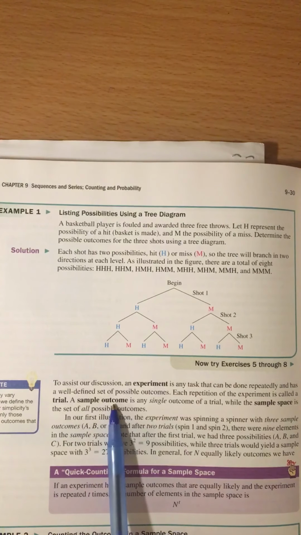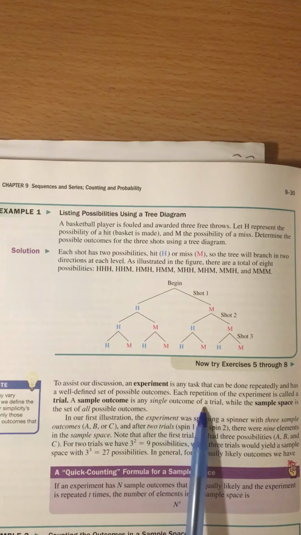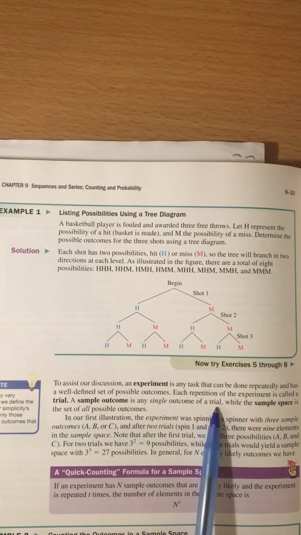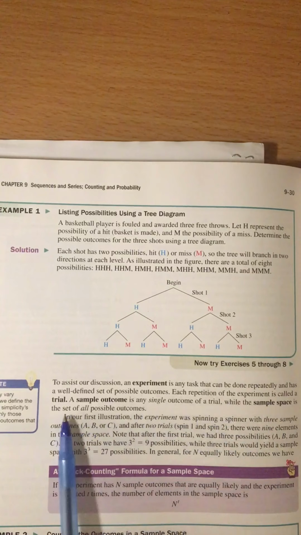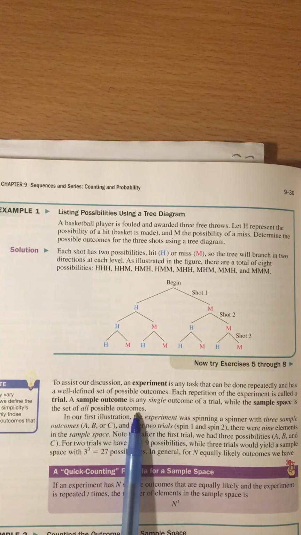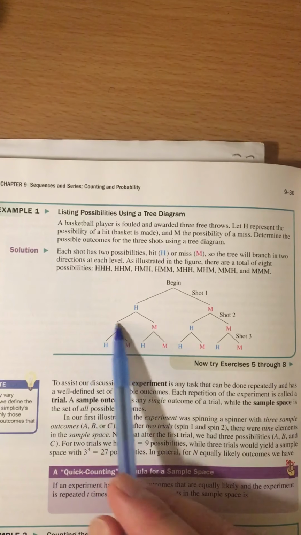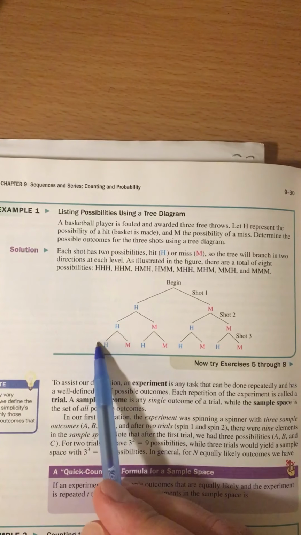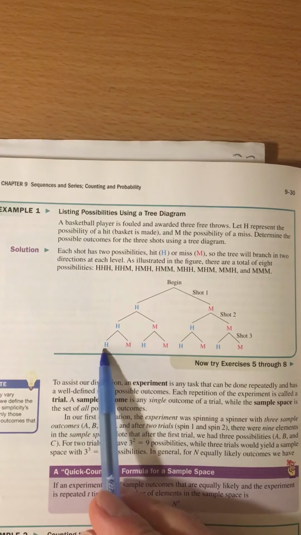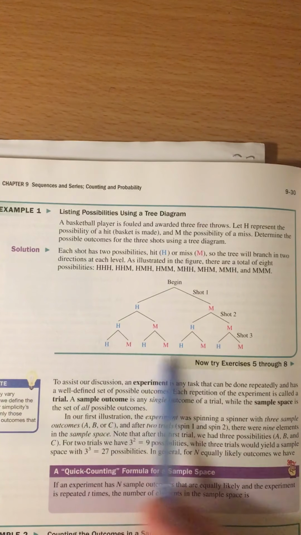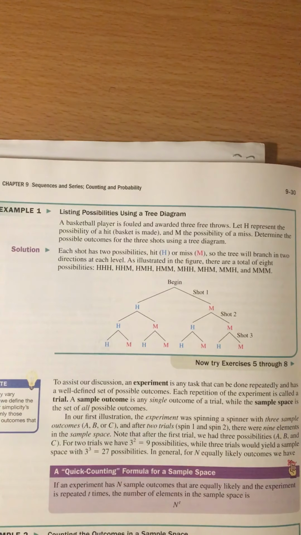A sample outcome is any single outcome of a trial, while the sample space is the set of all possible outcomes. So if you look at this, for example, that's a sample outcome. But if you look at all of them, that's called a sample space. That contains all the possibilities.